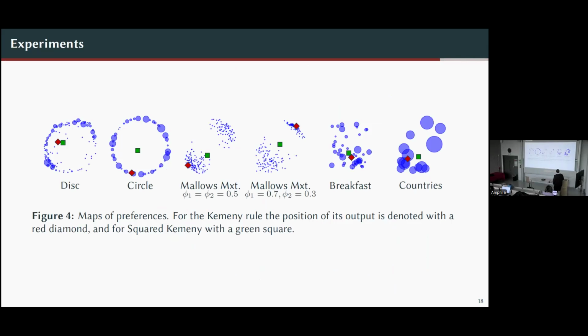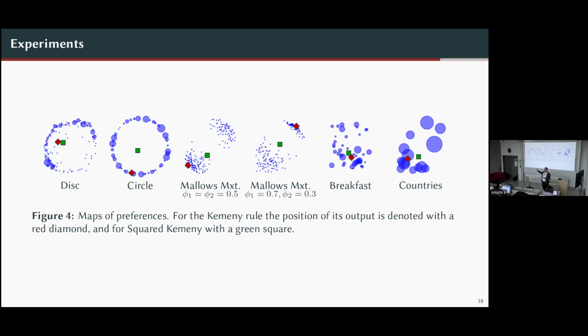Okay, then some other simulation results based on random data. So this picture is a bit difficult to explain. We take a random profile, we wanted to visualize that profile, and then visualize where the Kemeny and Squared Kemeny ranking are in relation to that profile. And so how can we visualize a profile of rankings? There's this maps of preferences idea.